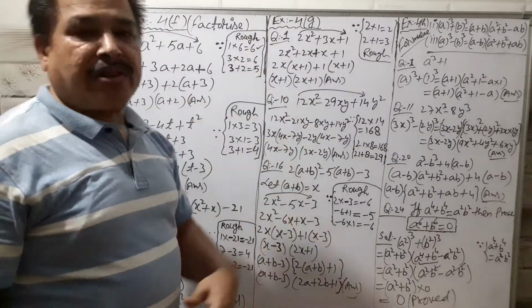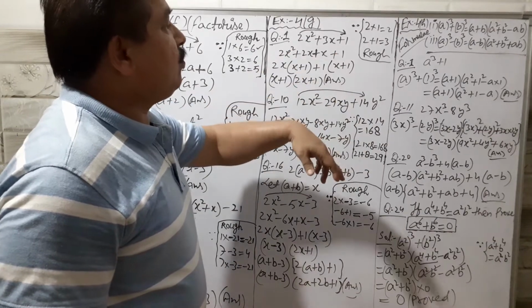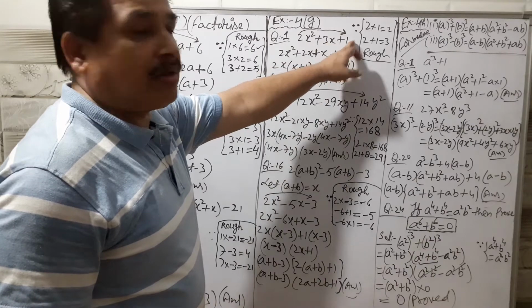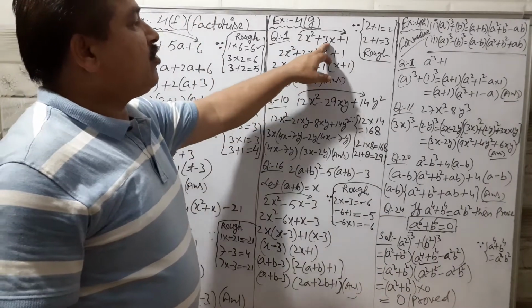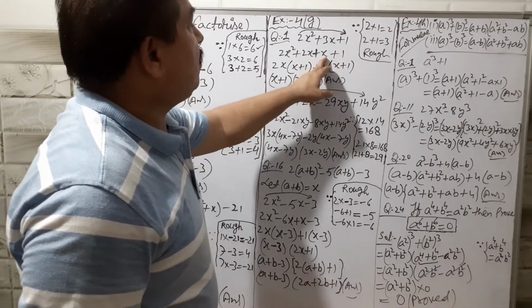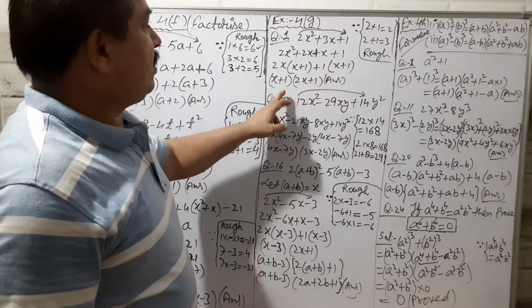Now see exercise 4G. It is also based on the splitting method. This is coefficient 2. This is 1. 2 into 1, 2. It is in proper form: power 2, power 1, and here is x to the power 0. So 2 into 1, 2. Find such factors of 2 which give us 3. So 2 and 1 are the factors of 2, you know. So 2 plus 1, 3. Make the group. Take common.